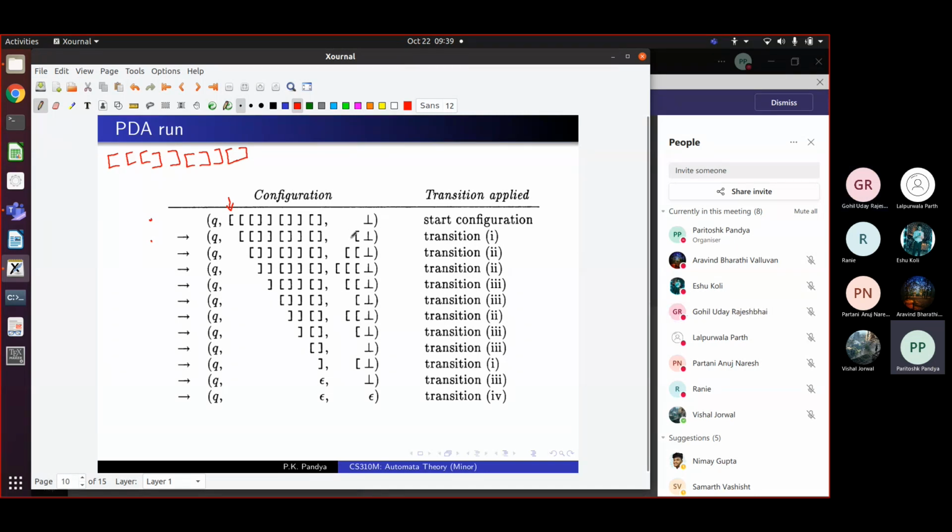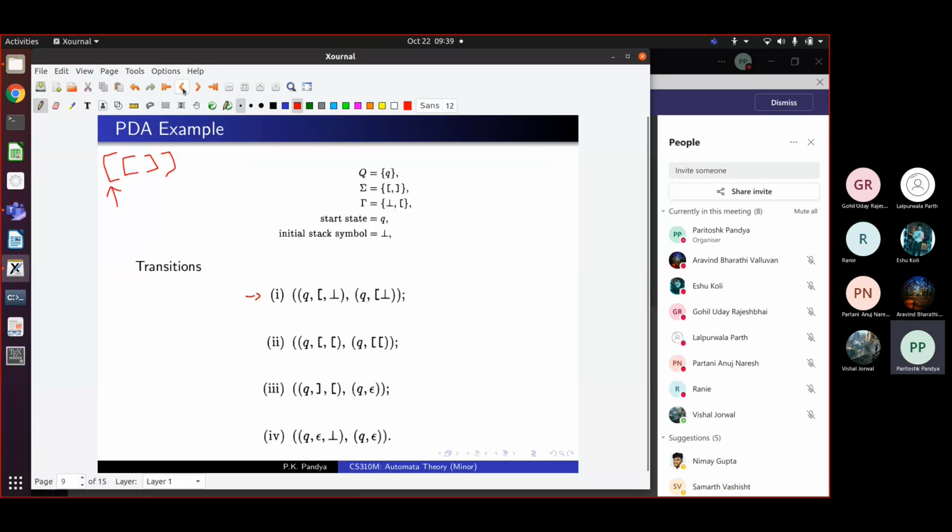Now from the second configuration, we try to get the third configuration. So Parth, can you say what is happening? The next letter to be processed is this left bracket again, this one, right? Yes, sir. And on the top of the stack is which symbol? Left bracket. Correct? So which rule will apply?